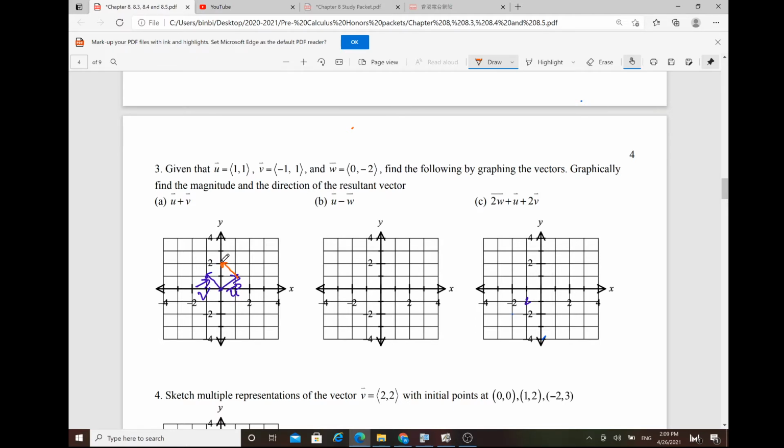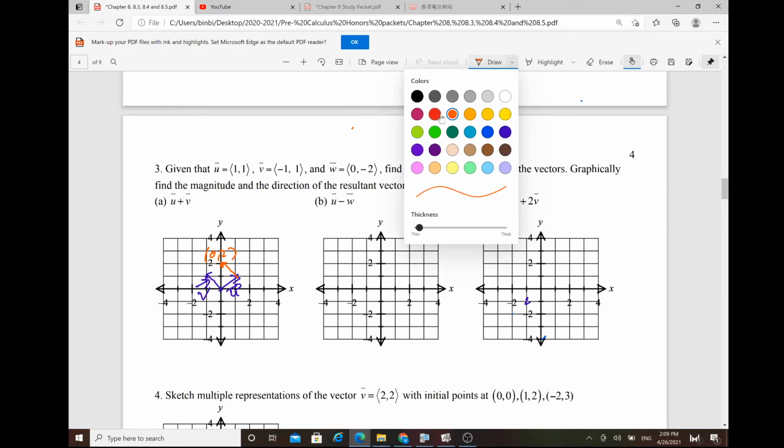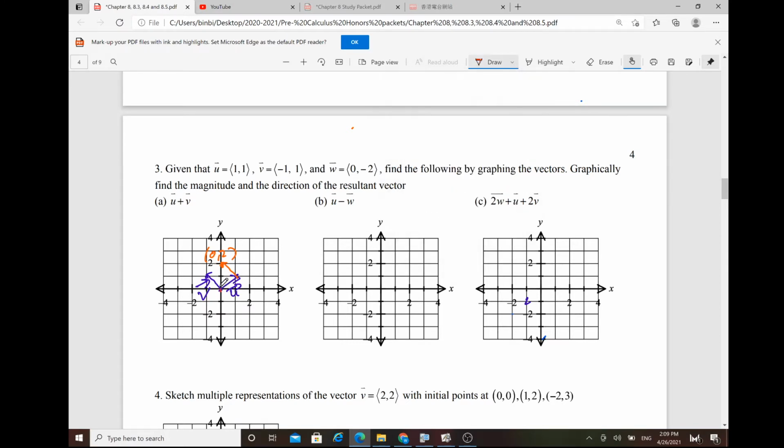So eventually the terminal point would be at 0, 2. So 0, 2 would be the final position. From the initial to the final, the actual resulting vector would be this one. Okay, so that would be considered 0, 2. So this one basically tells you the resulting vector.